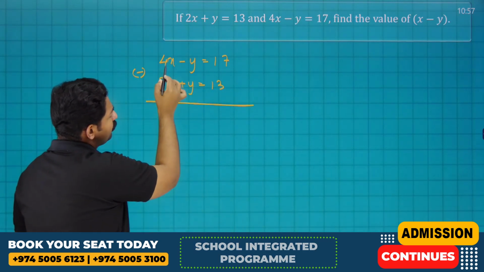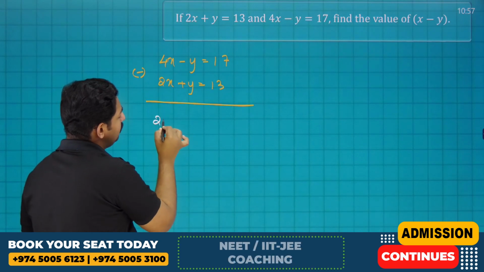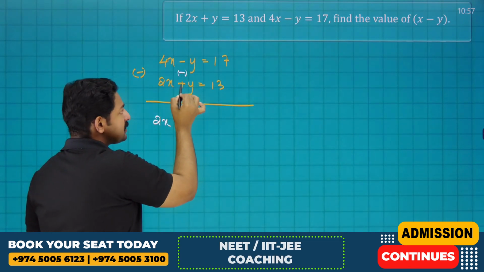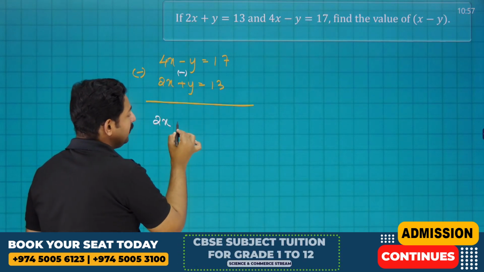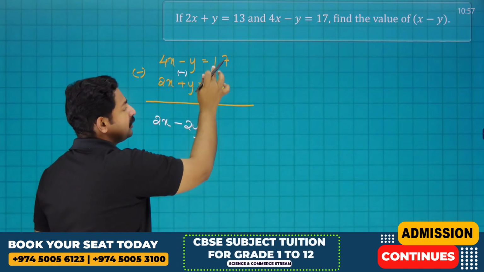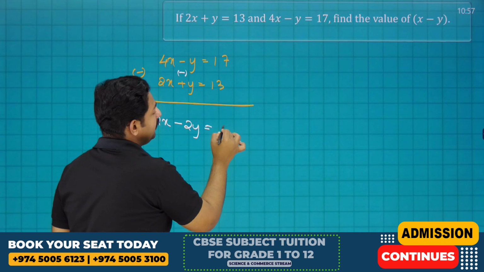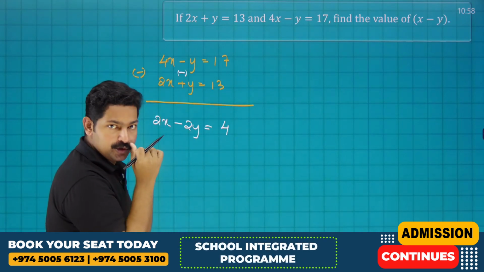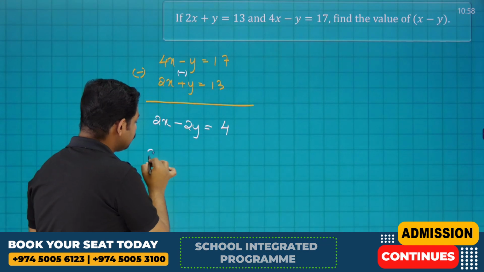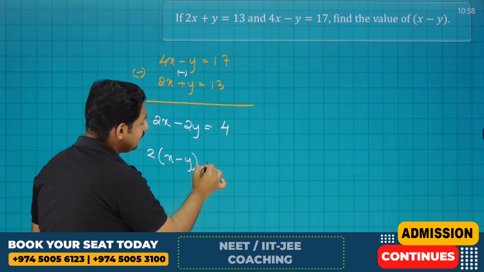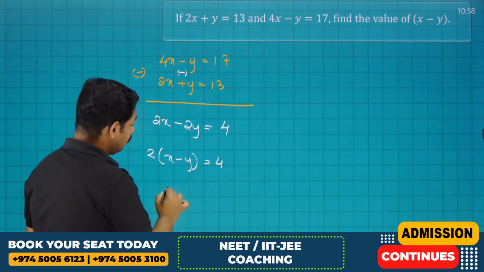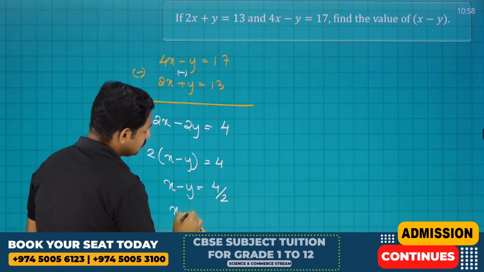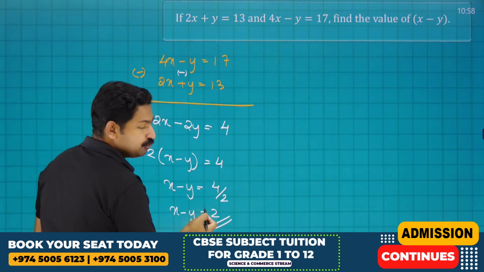So when you subtract these two equations, 4x minus 2x, you will be getting 2x, and minus y minus plus y, you will be getting minus 2y is equal to 17 minus 13, which is 4. Okay, so 2x minus 2y equal to 4 you got. Now you can take 2 outside, so 2 into x minus y is equal to 4. Then what is x minus y? x minus y is equal to 4 by 2, which means x minus y is equal to 2.